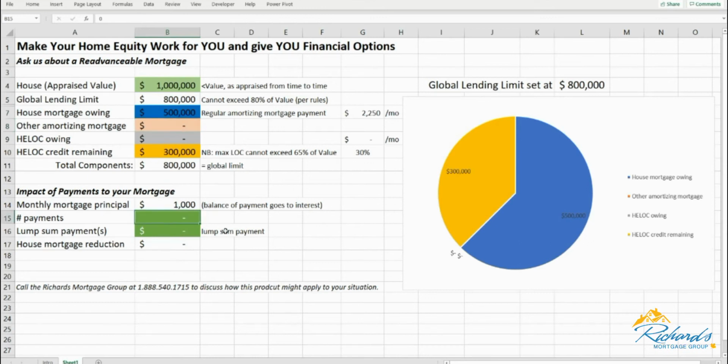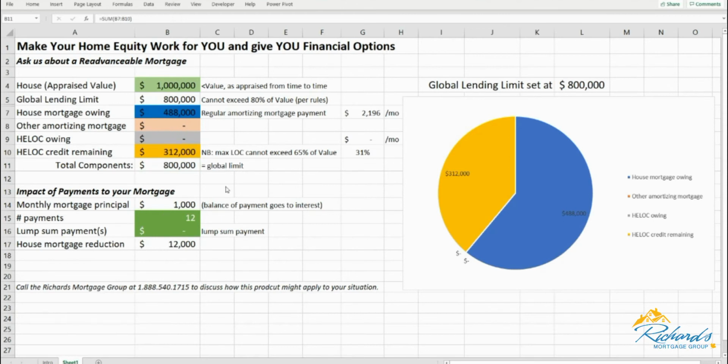Let's say you make one payment of $1,000 toward your principal balance. We now have your mortgage reduced by $1,000. As you can see over here, the line of credit grew by 1 to 301, and the mortgage itself dropped by that same $1,000. Over the course of a year, for example, $12,000 in this example, your mortgage was reduced. Your mortgage balance remaining is $488,000, and your line of credit is $312,000. Together, both segments add up to $800,000.